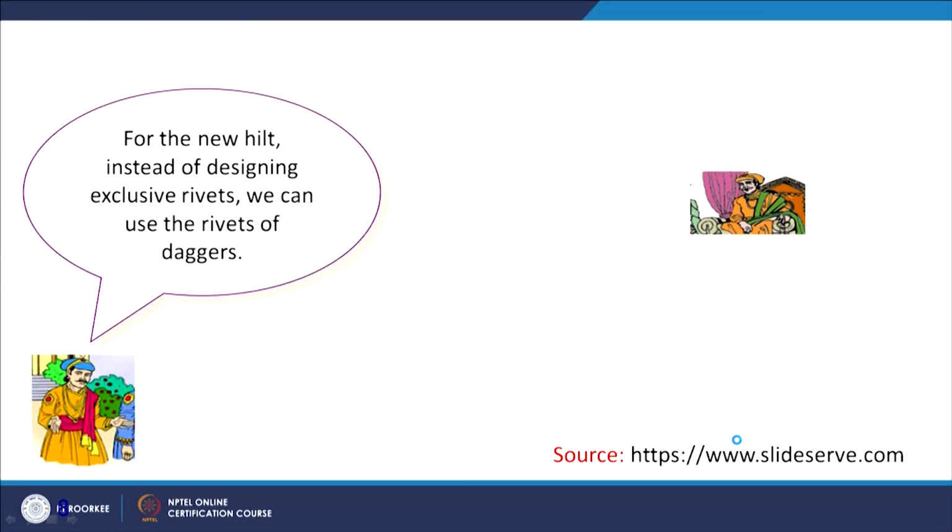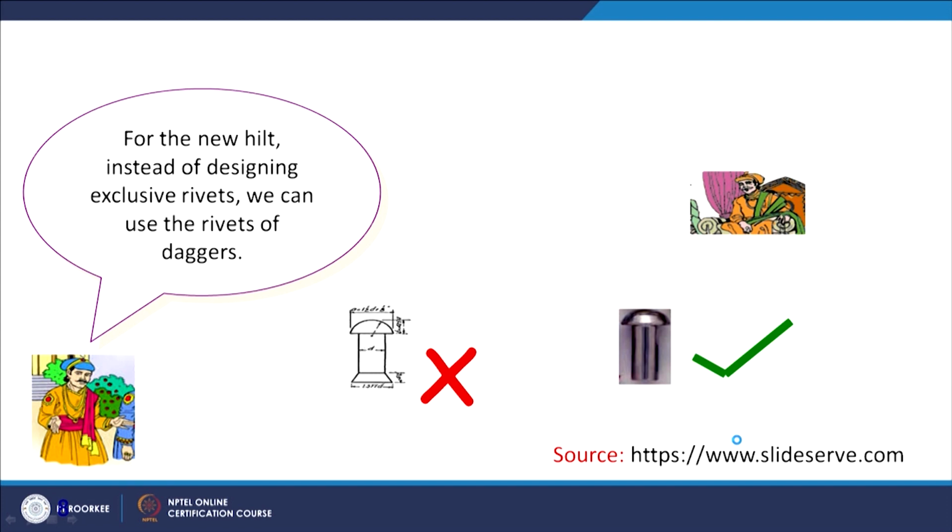Now, the second idea: for the new hilt, instead of designing exclusive rivets, we can use the rivets of the daggers. Two things are coming here. Hilt is now known to you. The dagger is another type of weapon, and the rivet is a fastening element like a nut and bolt or a screw. We have a rivet which performs a permanent type of joint. So this is the designed rivet which is not recommended. We say that for the sword we must use the rivet which we are already using for the daggers. So this is the rivet which is used for the daggers.